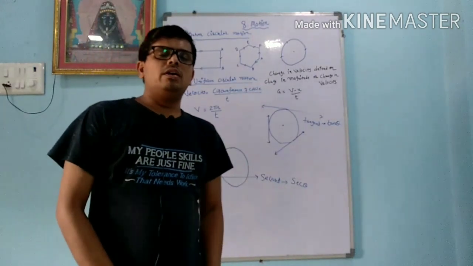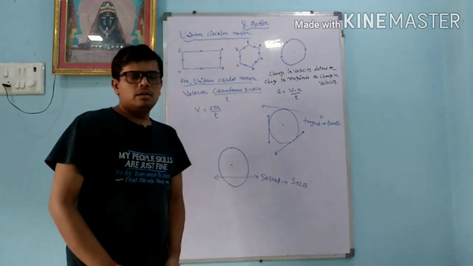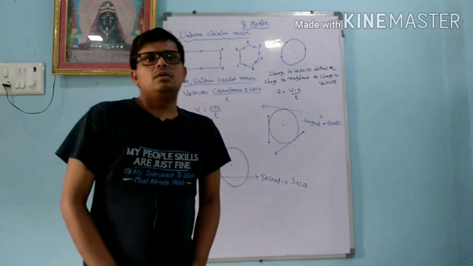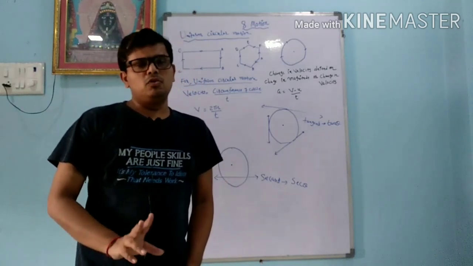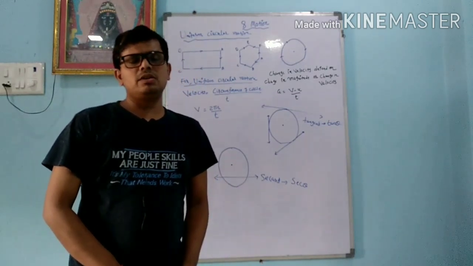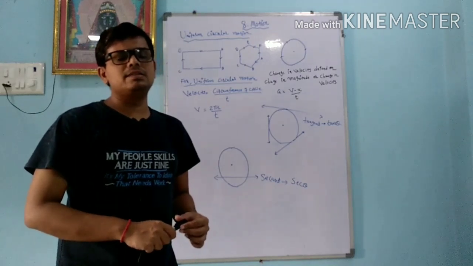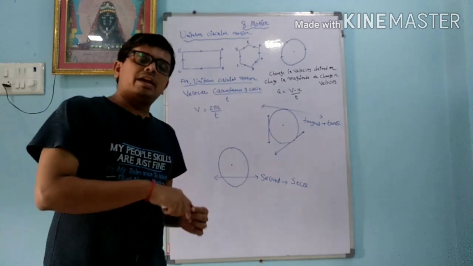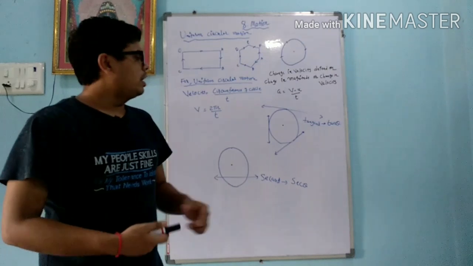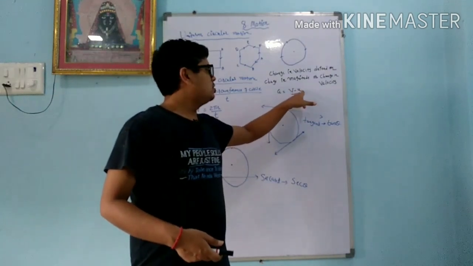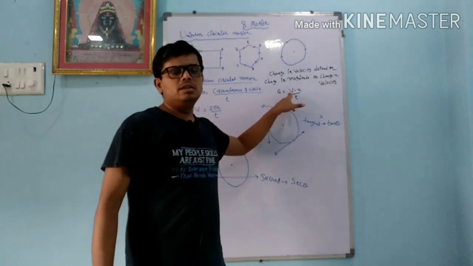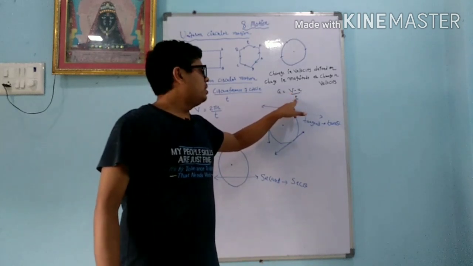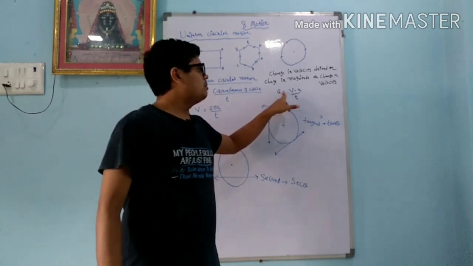Dear student, we are going to learn about uniform circular motion. Now change in velocity depends on two factors. First factor is that magnitudes are different: initial velocity is u and final velocity is v, divided by t. That is called change in velocity, and in unit time it is called acceleration.